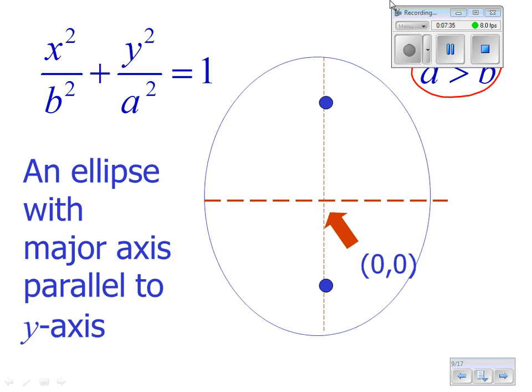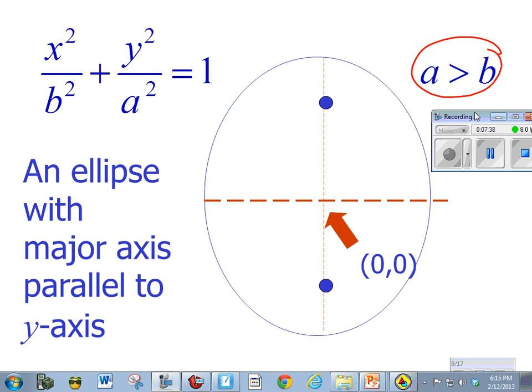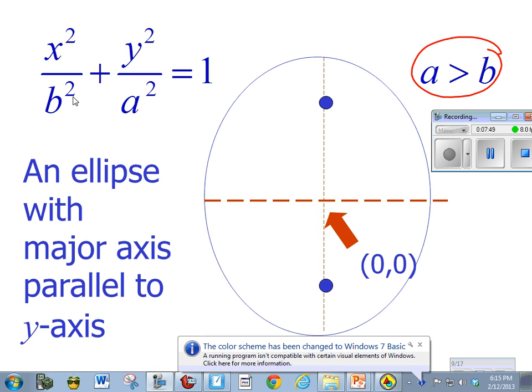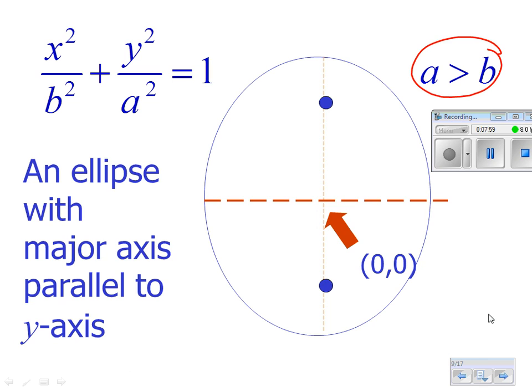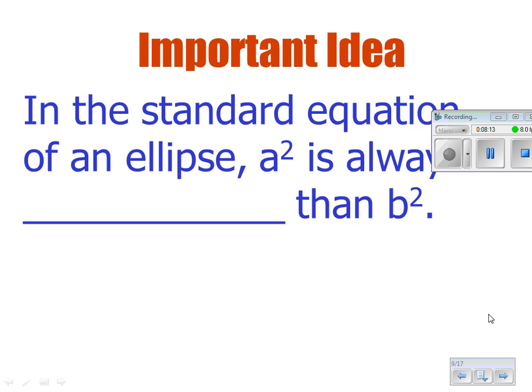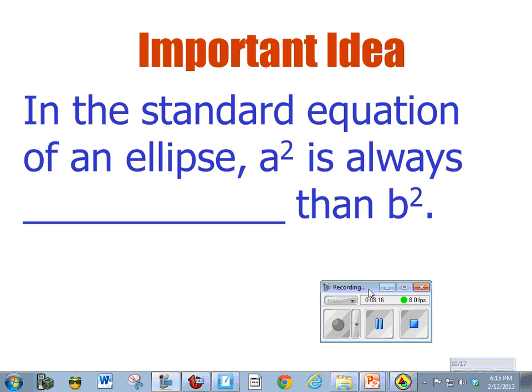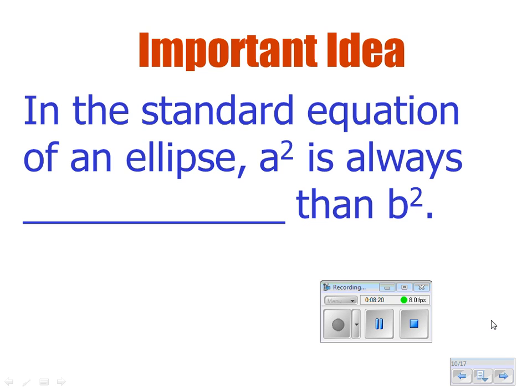Looking at the other graph that you have in the lower right-hand corner of your notes, notice the difference here. Now the major axis is in the y direction, so we put a under y, and then we put b under x, although it really doesn't matter just as long as you remember that a is the larger number in the ellipse. So a is half the length of the major axis, b is half the length of the minor axis, and c is the distance to the focus. So add a, b, and c to your graph. Something to notice is that in the standard equation of an ellipse, a squared is always bigger than b squared.